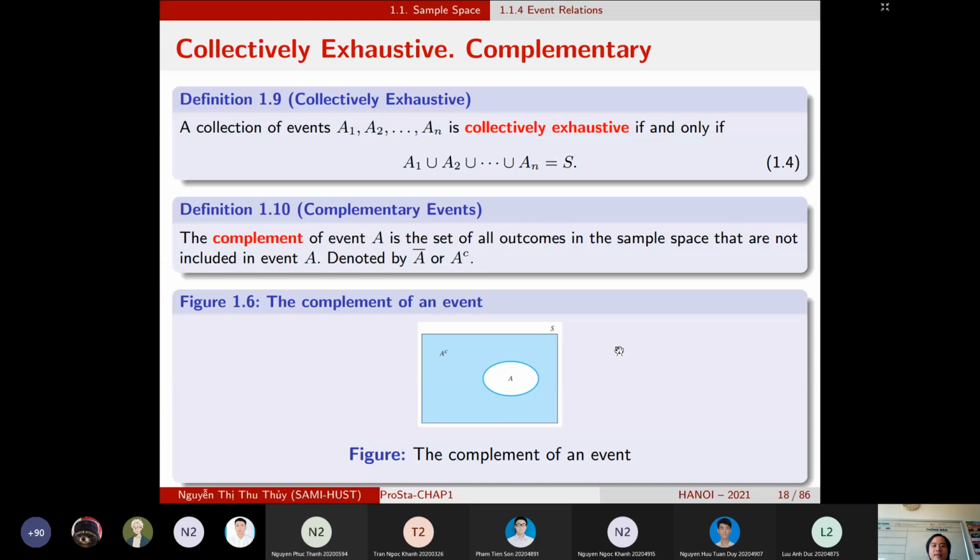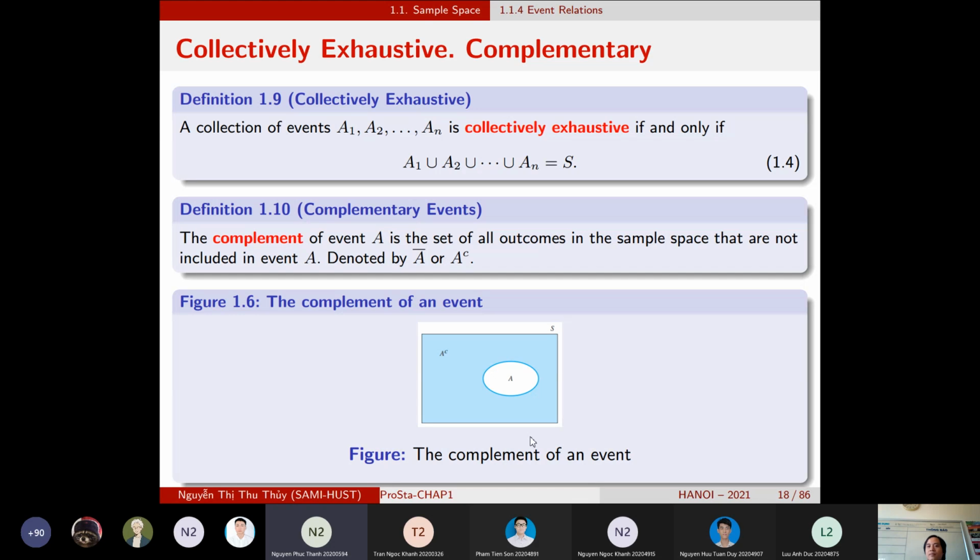So here is the Venn diagram for the complement of an event. We have sample space S, we have event A, and we have A^C here. Now, can I ask you a question: what is the relationship between A and A^C? Are they mutually exclusive, or are they collectively exhaustive? Did you hear my question clearly? Let's consider the relationship between A and A^C. Who can tell the relationship between them?